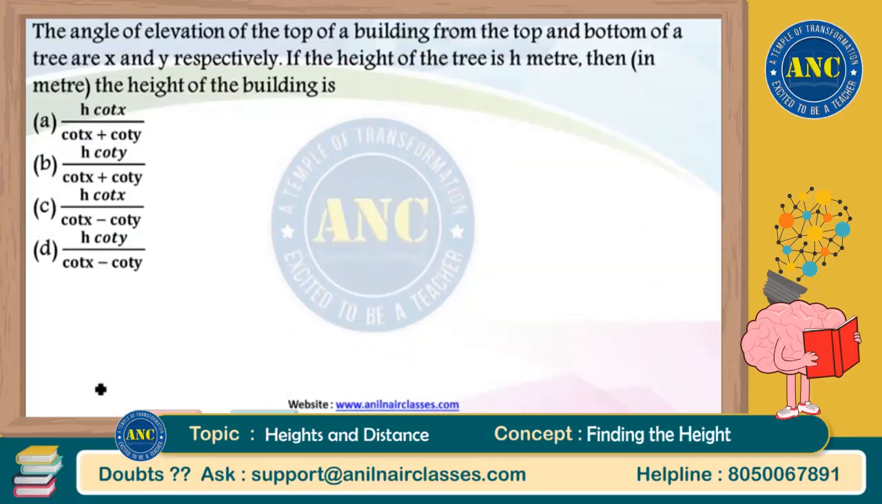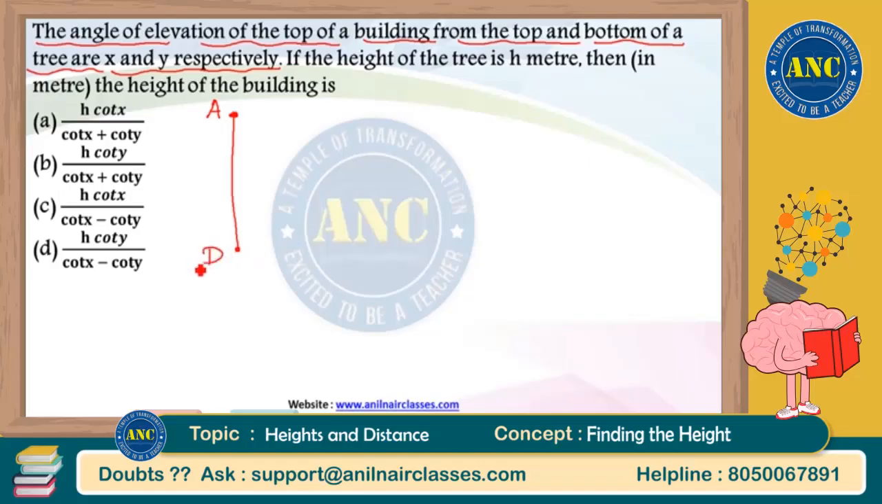Okay, now see question number 14. Let us solve this very, very beautiful question. Now let us first read the question, understand it and then solve it. The angle of elevation of the top of a building from the top and bottom of a tree are x and y respectively. That means there is a building. I will call this building AD.